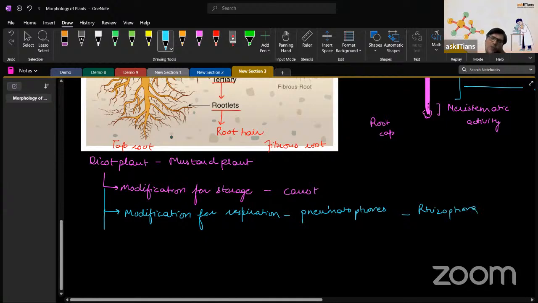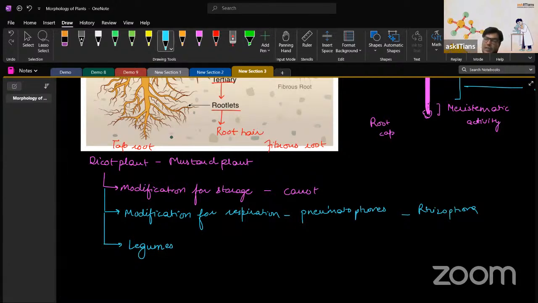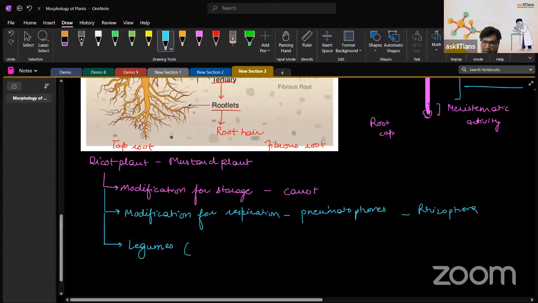There are certain modifications that we are quite familiar with. We call them legumes, right? In the legume plants, the roots are slightly nodulated. There are nodules present. We call them the legumes, and the plants are called the legume plants. So this is a modification for nitrogen fixation. Another modification of the taproot system.